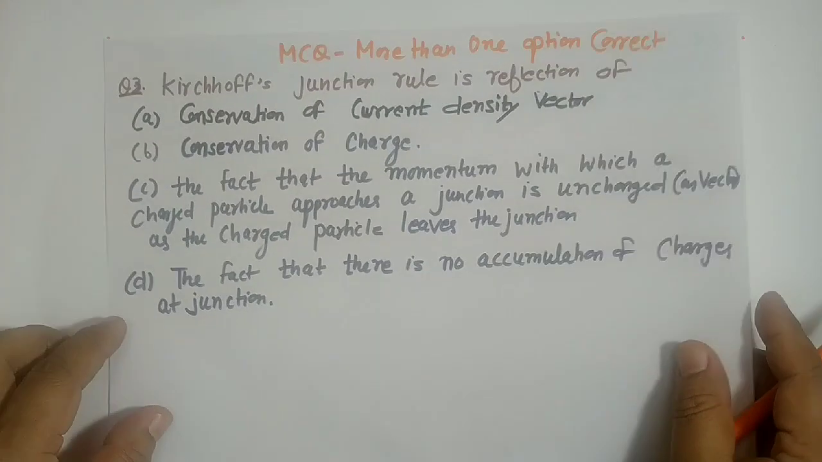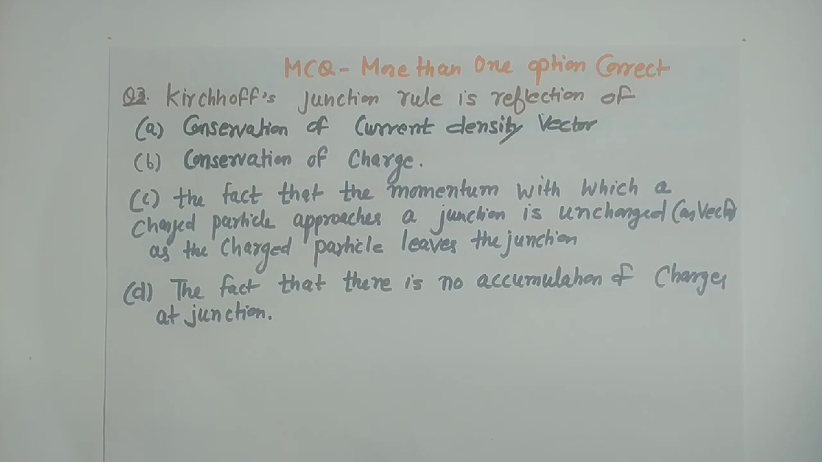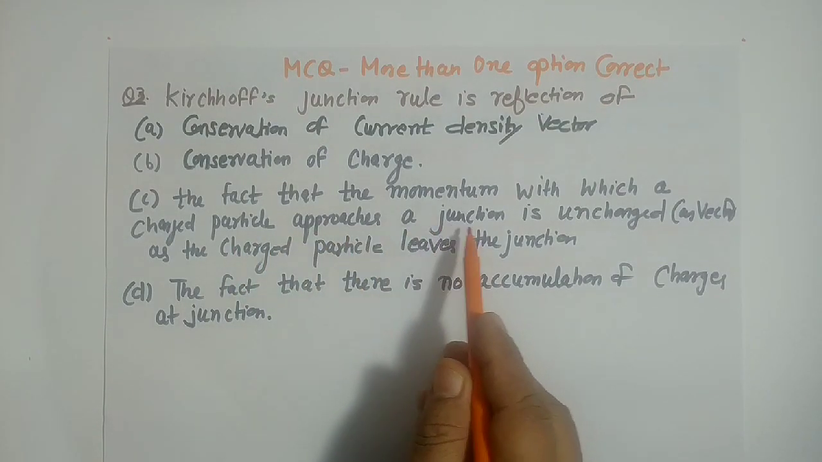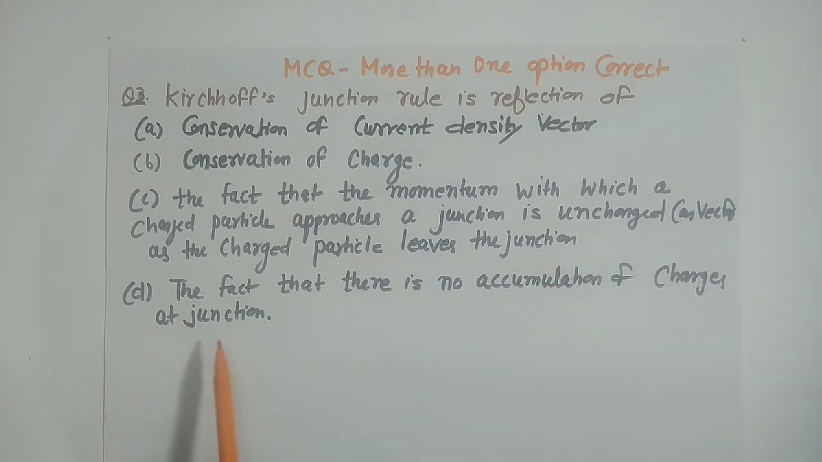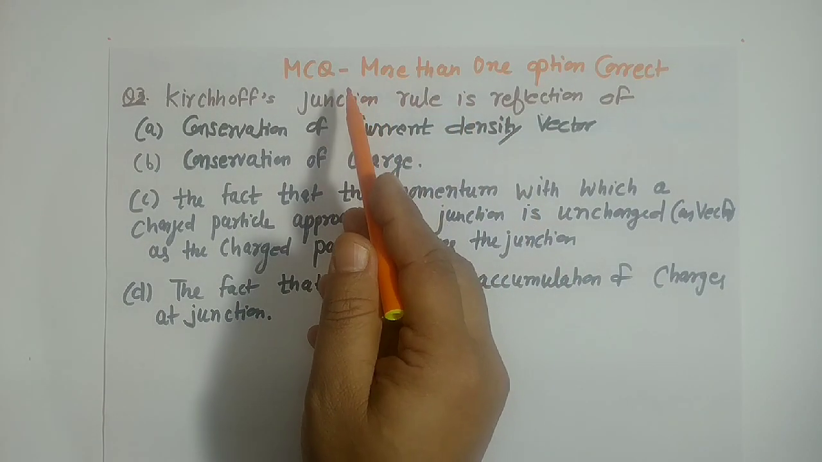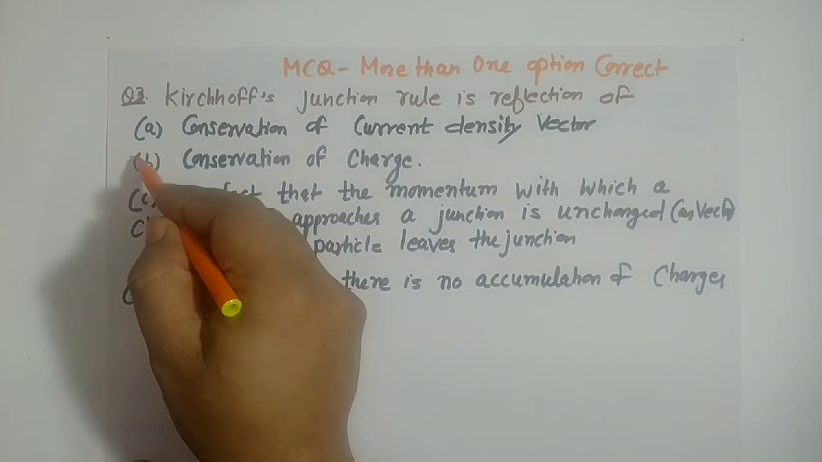Question number 3 is: Kirchhoff's junction rule is a reflection of, I think most of you must be knowing this answer, conservation of current density vector, conservation of charge, the fact that the momentum with which a charged particle approaches the junction is unchanged as it leaves the junction, the fact that there is no accumulation of charges at the junction. But this is more than one option correct. Kirchhoff's junction rule is based on the conservation of charge, so one answer is this.